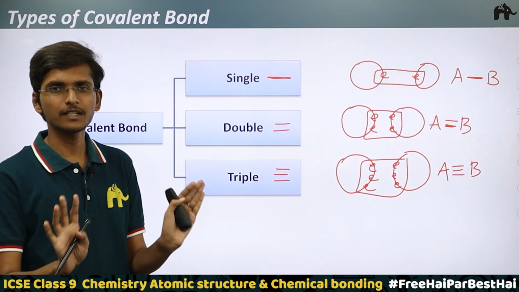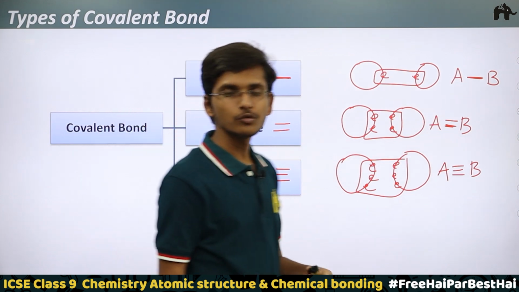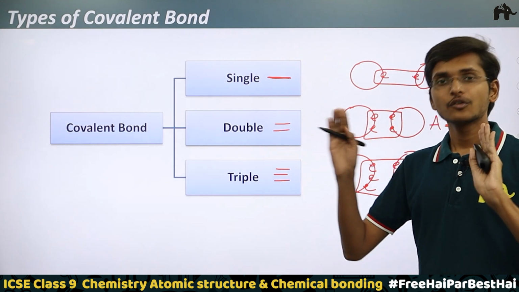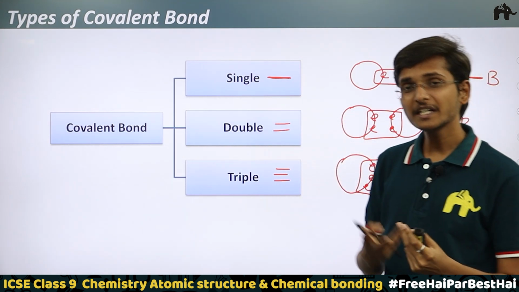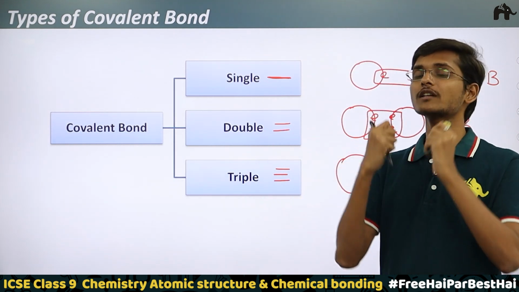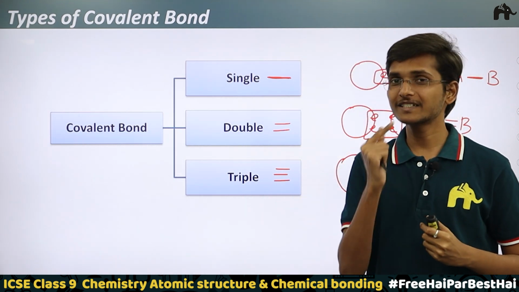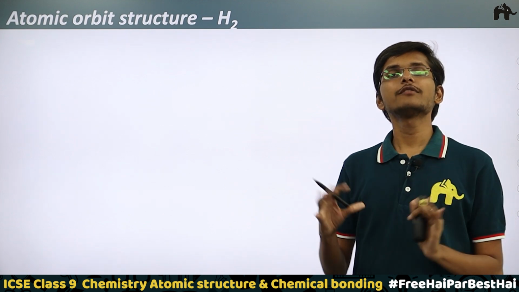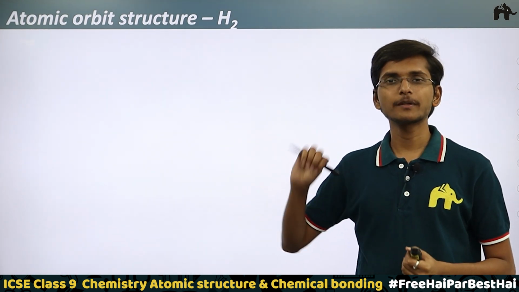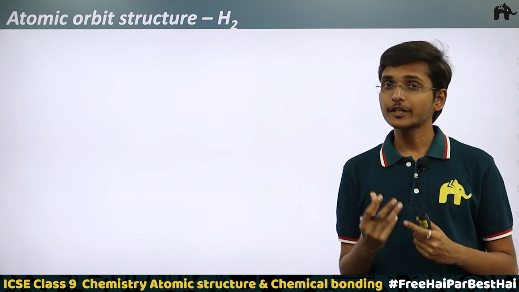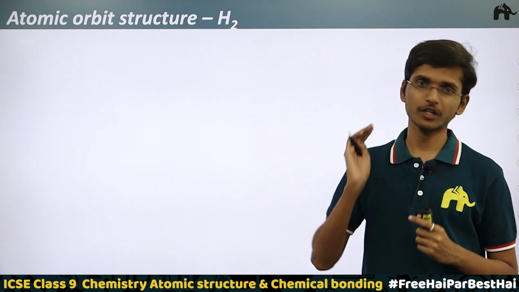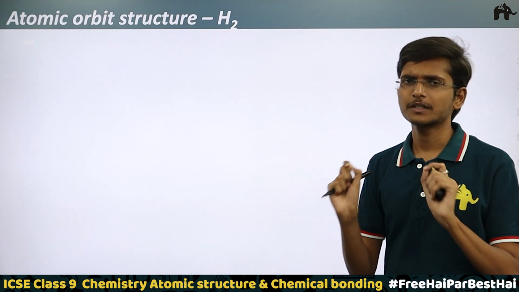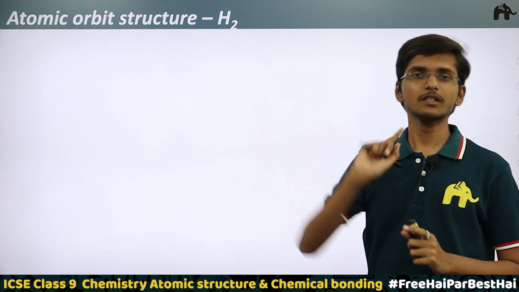Clear? Very easy thing. All these things are necessary for you to understand how to draw the atomic orbit structures of covalent molecules and covalent compounds, and to understand how they are formed. So now let's see how these covalent molecules and covalent compounds are formed. Along with understanding their formation, we are also going to learn how to draw their atomic orbit structures. Starting with a very simple example, which is the hydrogen molecule.